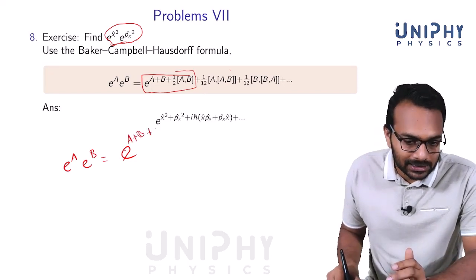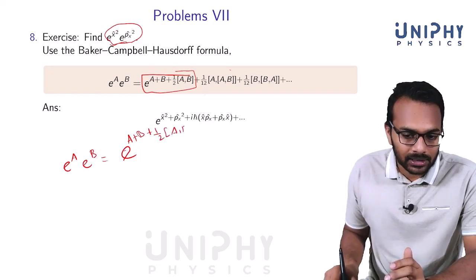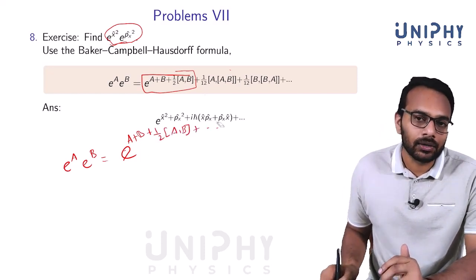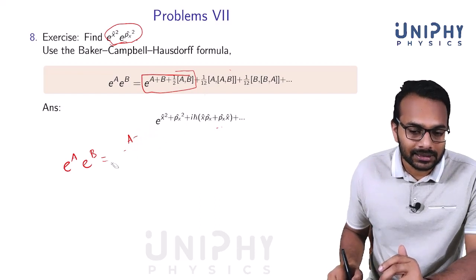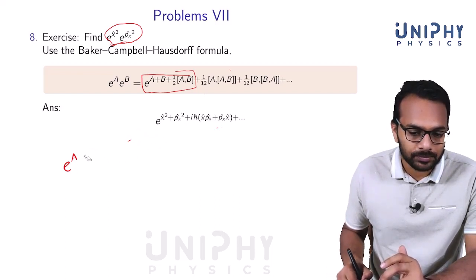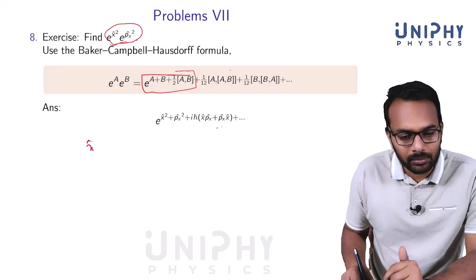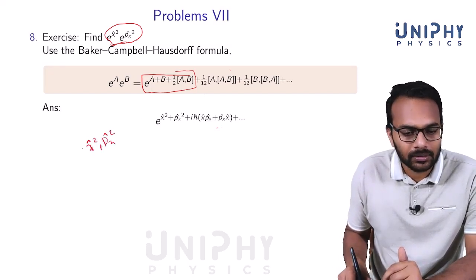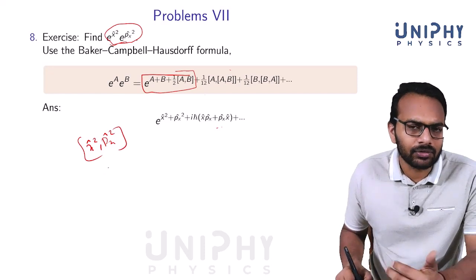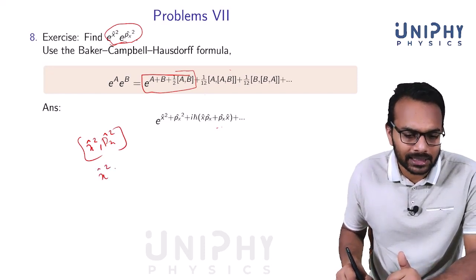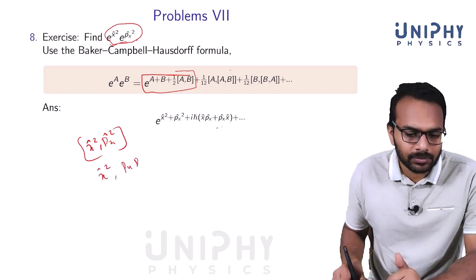Remember that there's at least another term here and possibly higher order terms. So this is the formula that I want you to use. Then you may have to find the commutator x square with px square. You can use the formula that we studied. Maybe we can do it as x square with px first.